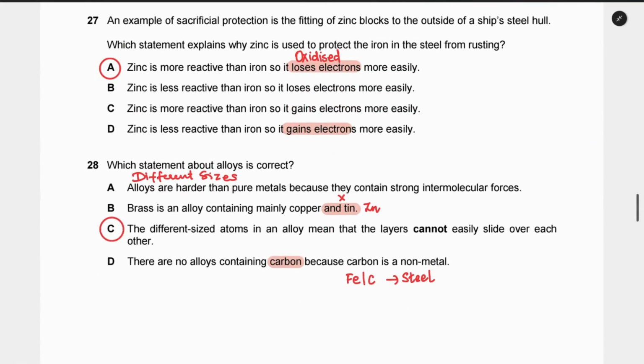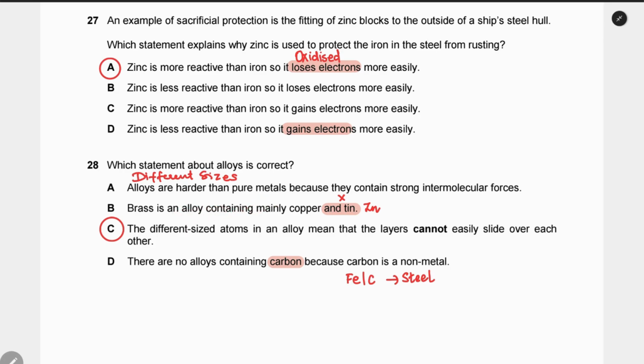Question 28. Which statement about alloys is correct? Now alloys, you should know that they contain atoms of different sizes, and the layers also cannot slide over each other. The first option says alloys are harder than pure metals because they contain strong intermolecular forces. No, they have different sizes. So this is not the answer.